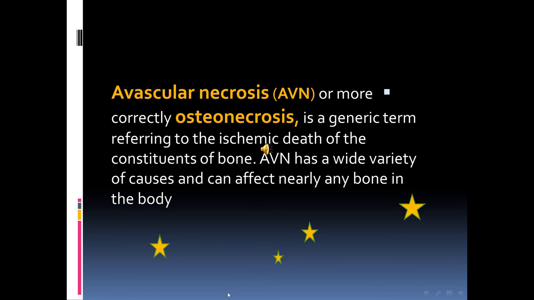The last bone pathology is a process called avascular necrosis, or more correctly we name it osteonecrosis. It is a term that refers to the abnormal death or ischemic death of part of the bone. Any part of the bone could be affected, but we will concentrate on certain areas which are more prone to this pathology.